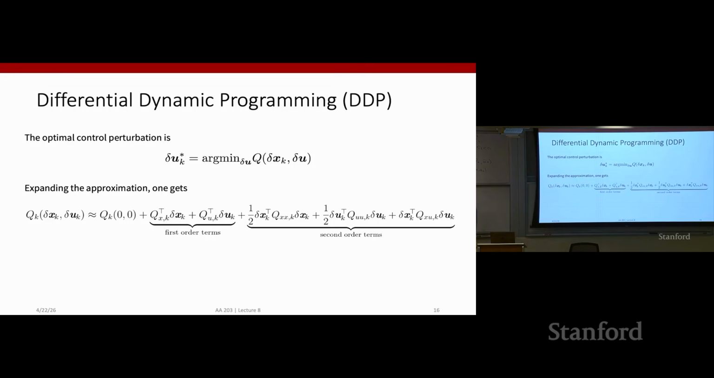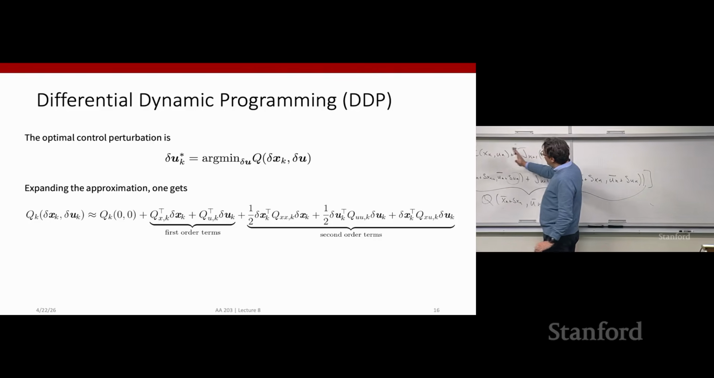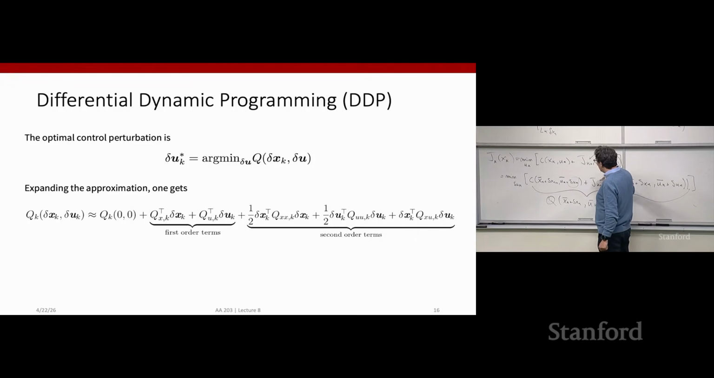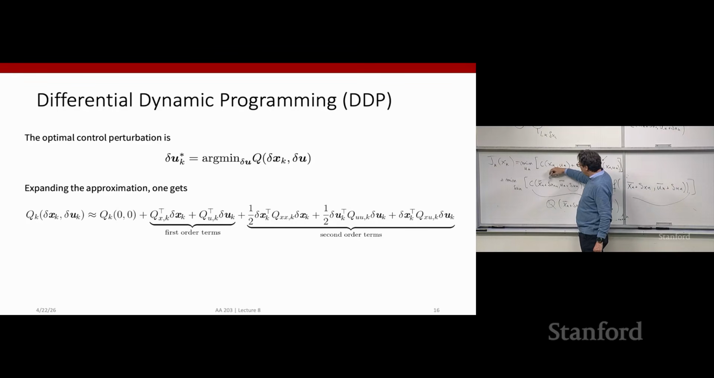So in dynamic programming, we are moving backward in time. So this function is known, this function is known. So everything here is known. X is known because you're fixing it in the dynamic programming recursion. The only thing that you're optimizing over are really these delta u variables.